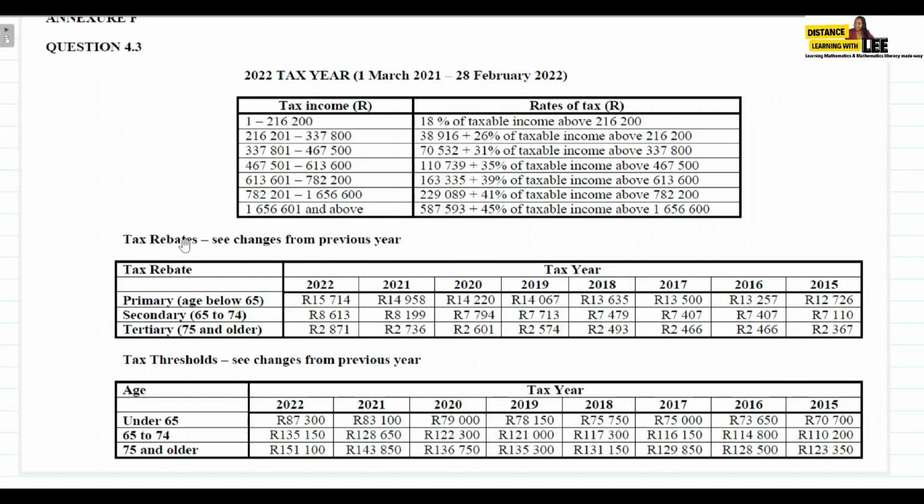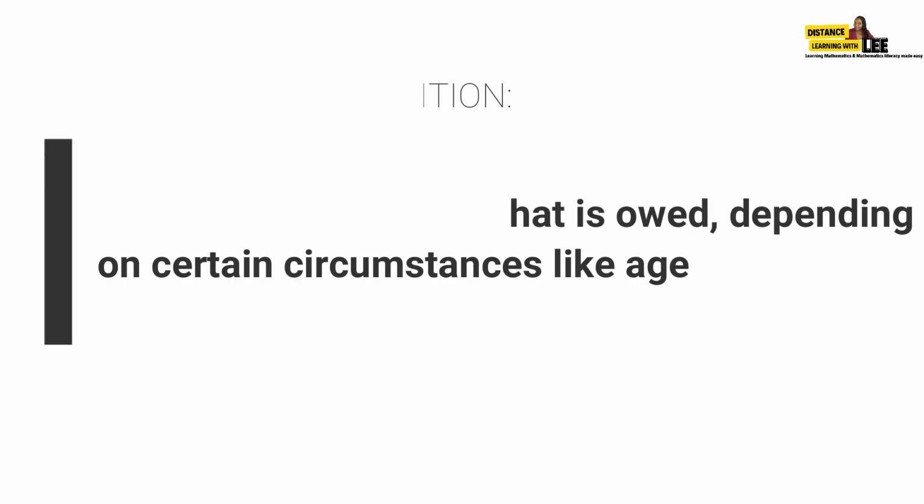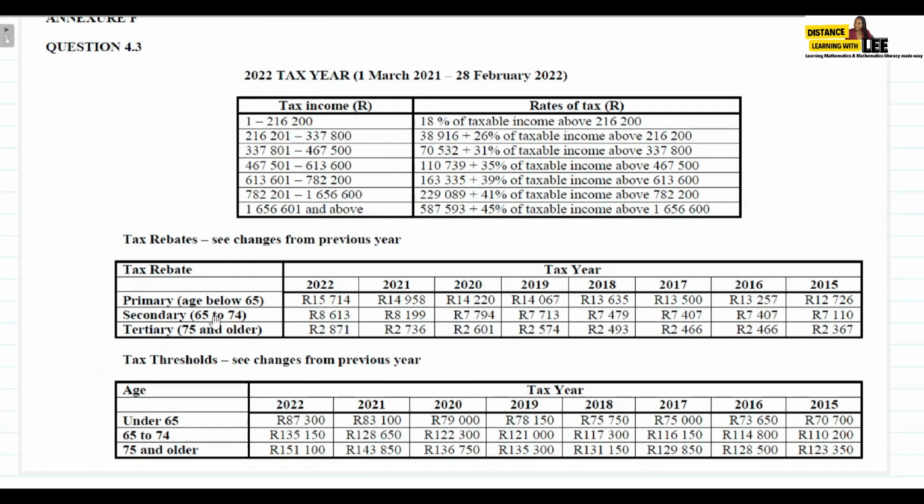And the tax rebate, guys, is an amount where SARS reduces the actual taxes that a person owes depending on certain circumstances, right? And in this case, a certain amount will be deducted from the tax that you owe based on your age. Okay, and then here, guys, we are given the table that shows the tax thresholds, right, for the years 2022 to 2015.